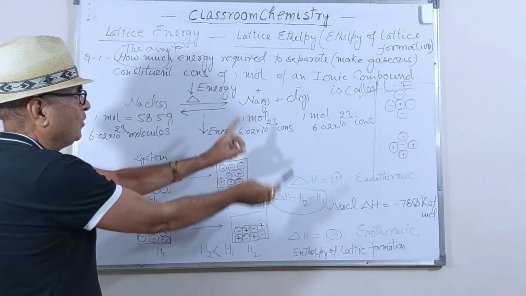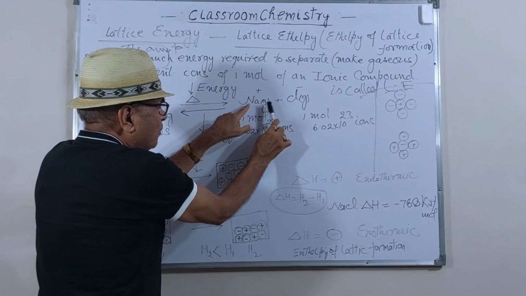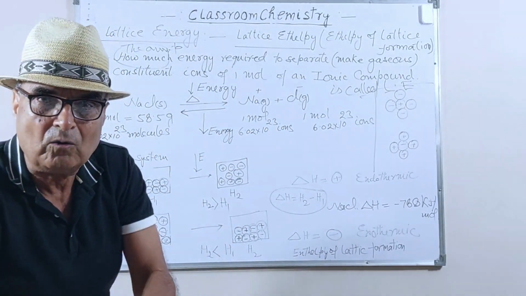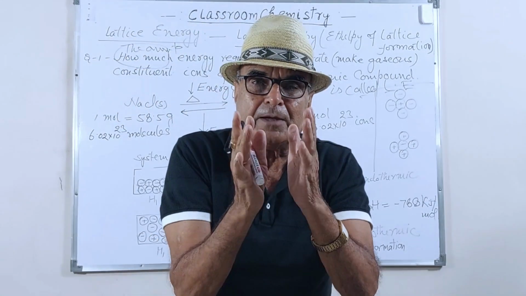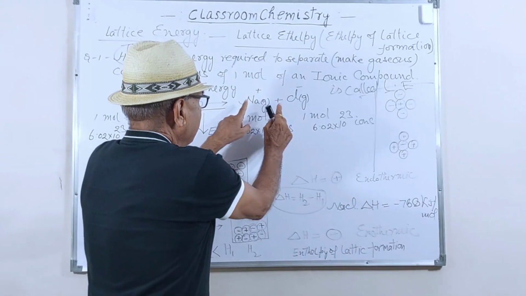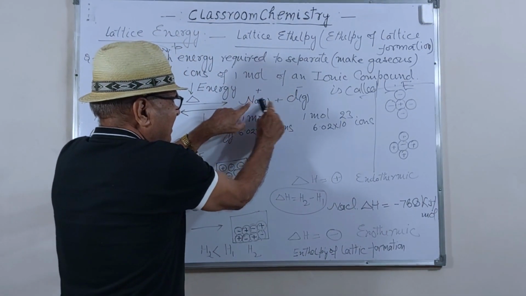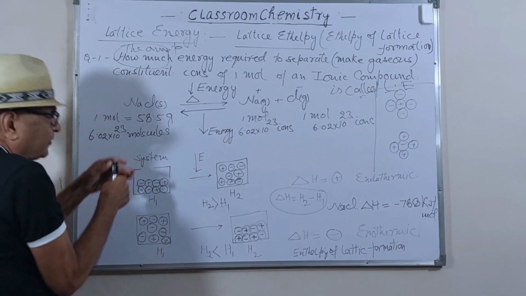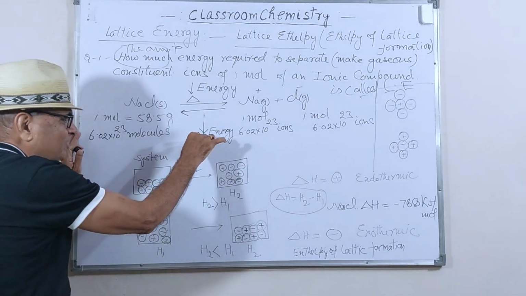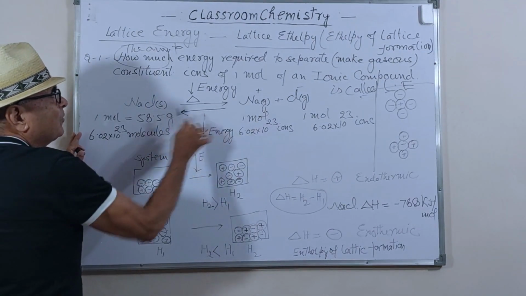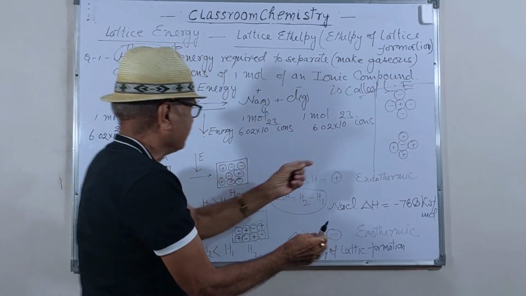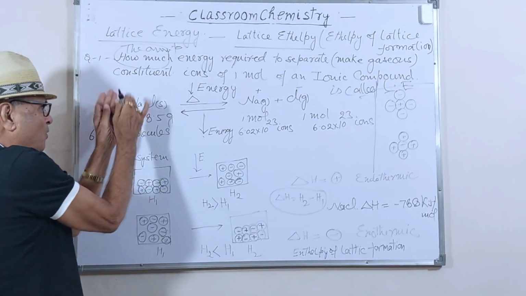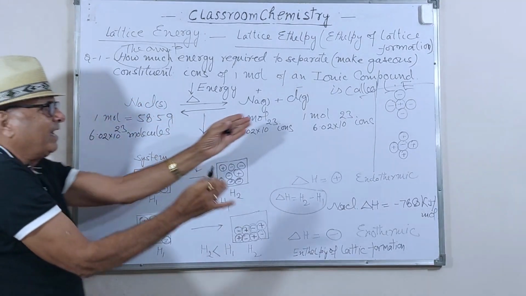Suppose at this stage we have the Na positive and Cl negative ions. When we cool down, when the temperature is brought down, the Na positive and Cl negative ions will be attracted to each other to form NaCl. Then the energy will be released. That is called the enthalpy of lattice formation, because the ions come close to each other, release energy, and form NaCl solid as a crystal.